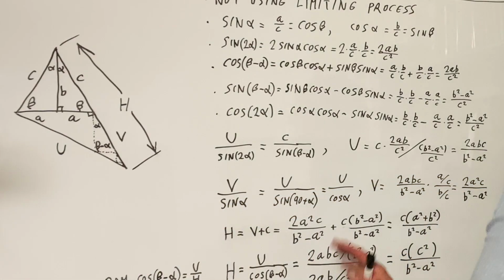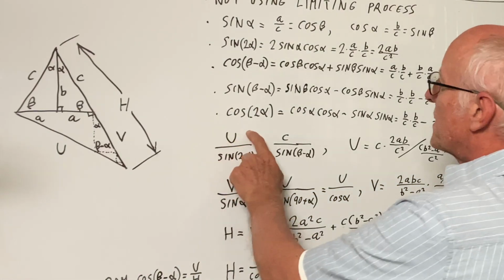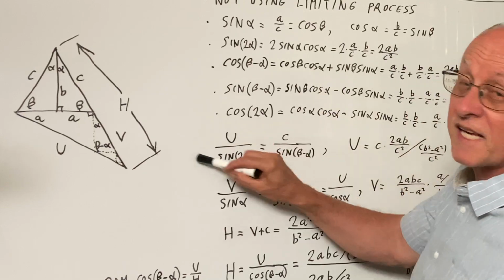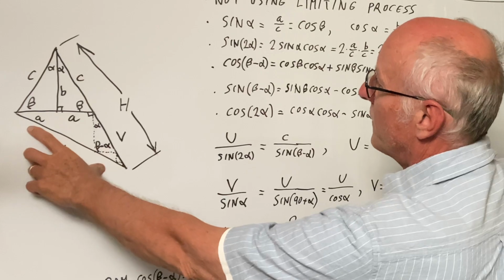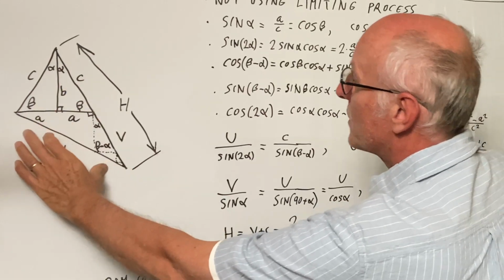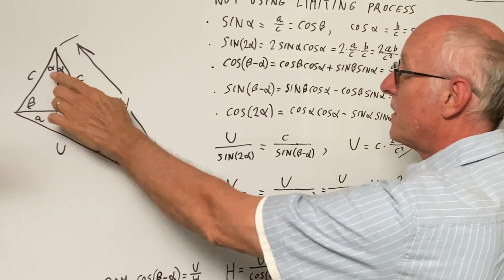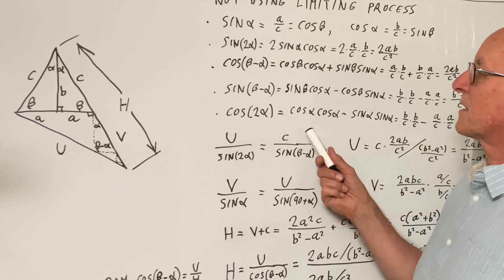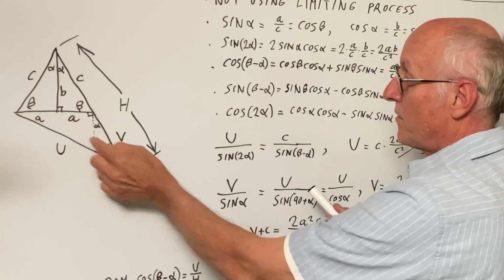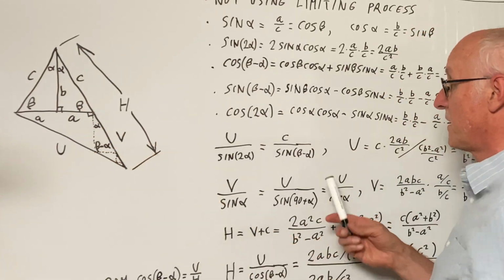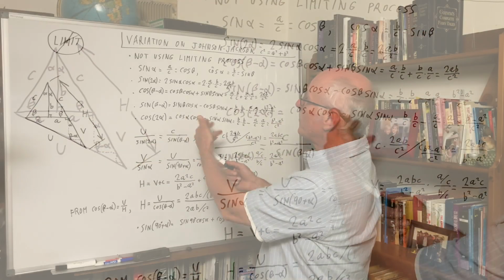So here is the basic setup. We say, using the law of sines, u is to sine of 2 alpha as c is to sine of beta minus alpha. That's the law of sines.